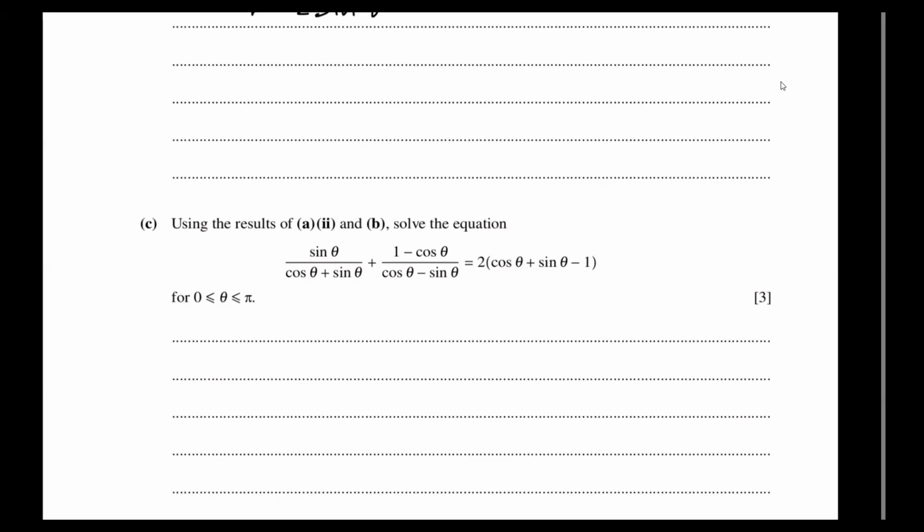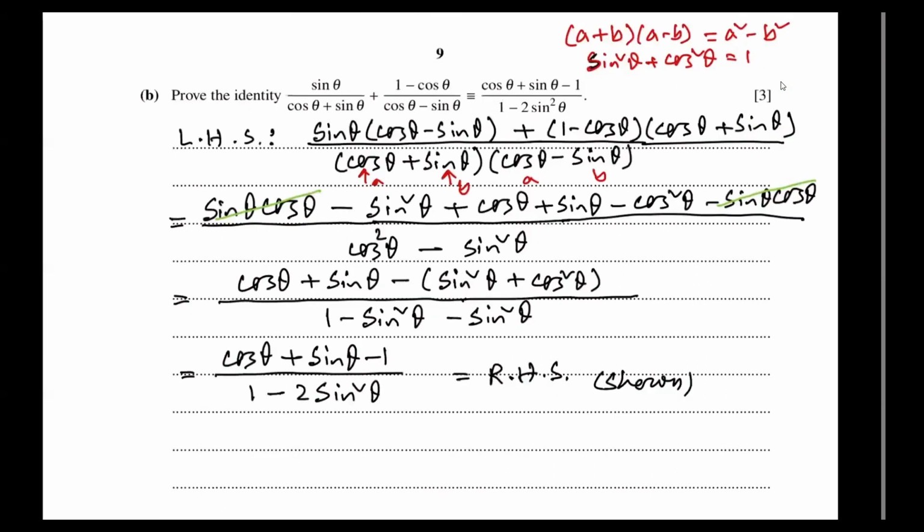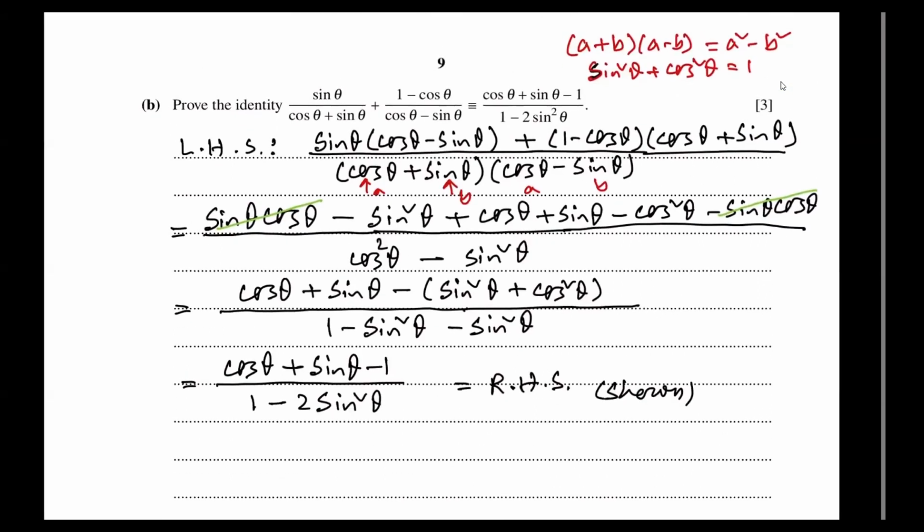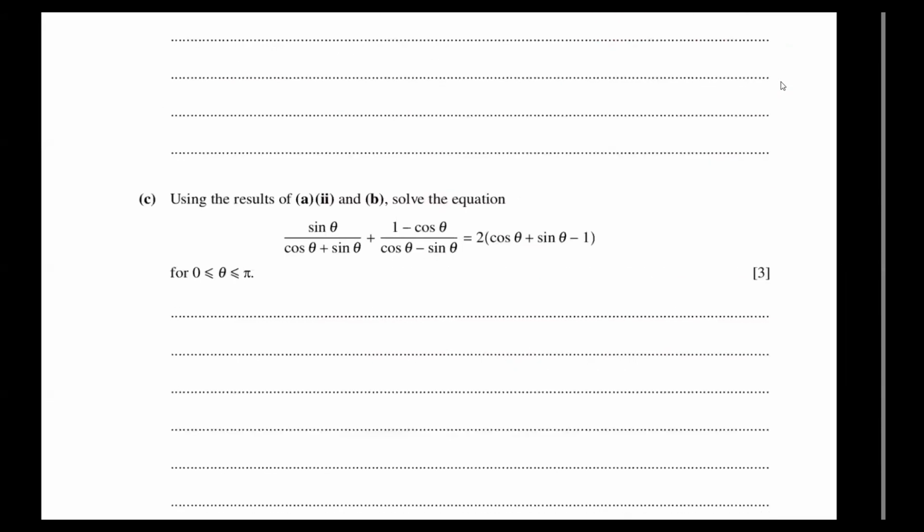To do that, remember, in part B, we have shown this left-hand side of this equation equal to this one, cos theta plus sin theta minus 1 divided by 1 minus 2 sin square theta. So we are directly using it. The left-hand side becomes cos theta plus sin theta minus 1 divided by 1 minus 2 sin square theta. The right-hand side is changed.